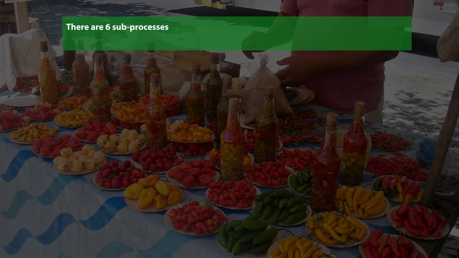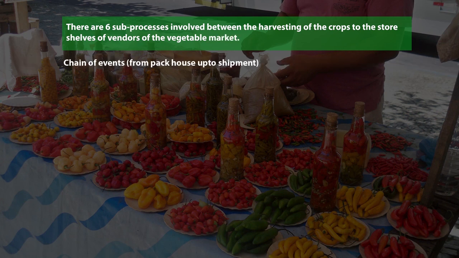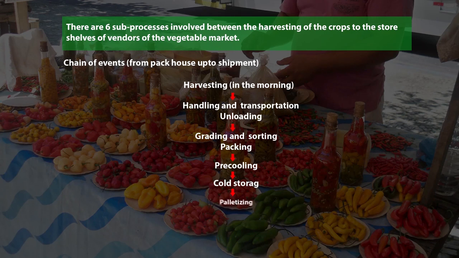There are 6 sub-processes involved between harvesting of the crop to the store shelves of the vendors of the vegetable market. Chain of events from pack house up to shipment. Harvesting in the morning. Handling and transportation. Unloading. Grading and sorting. Packing. Pre-cooling. Cold storage, palletizing, refrigerated trucks, shipment.